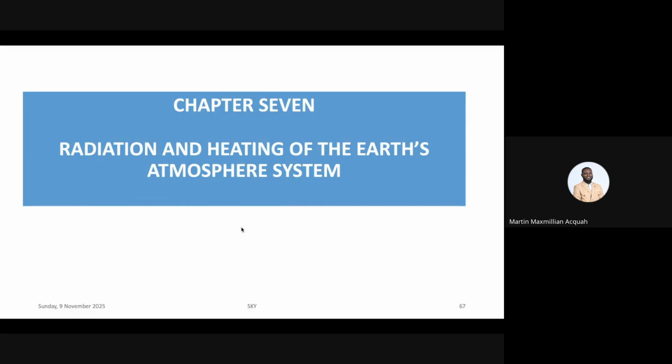So what I'm saying is that sun rays, before they get to the Earth's surface, some of them are bounced back into space by these aerosols. And because of that, it prevents direct sun rays from reaching the Earth's surface. That is another importance of the aerosols.